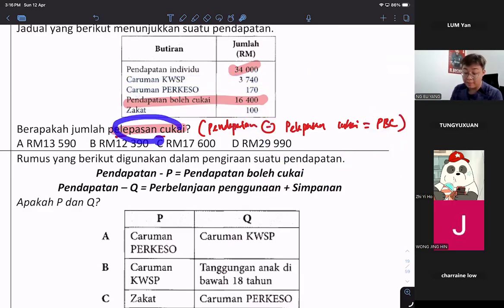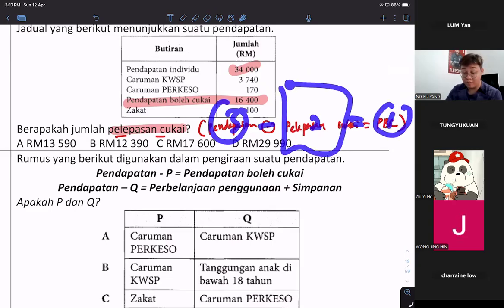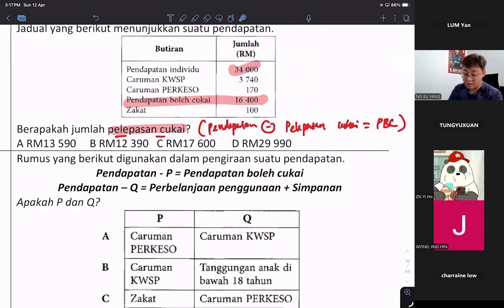So guys, just trying to find the pelepasan cukai. So let's say pendapatan is 3. 3 minus 2 equals to PBC is 1. So if they're asking you to find the 2, how do we find? 3 minus 1 lah. So just taking your pendapatan individual minus the PBC. So the answer? 34,000 minus 16,400. So 17,600.